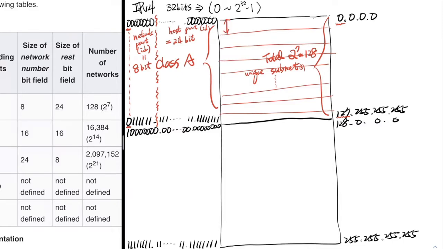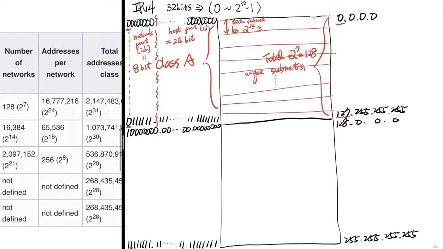On the right-hand side we have 24 bits to represent the host, right? So each subnet has 2 power 24. Let's take a look at this table. That is around 16,777,216, about 16 million unique IP addresses that can be represented in a single subnet in class A.